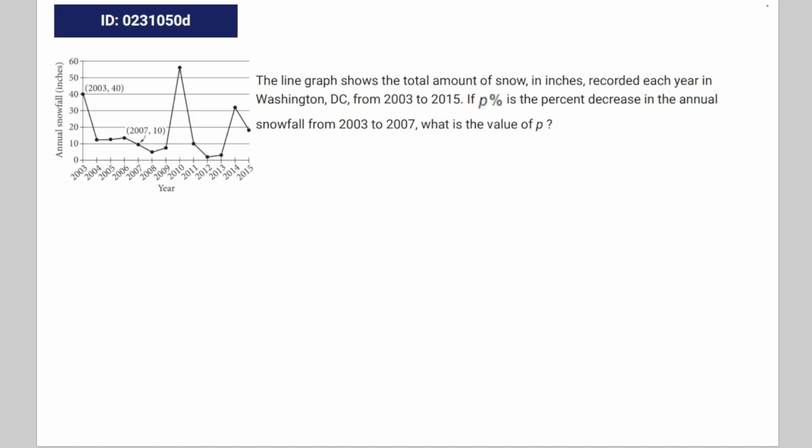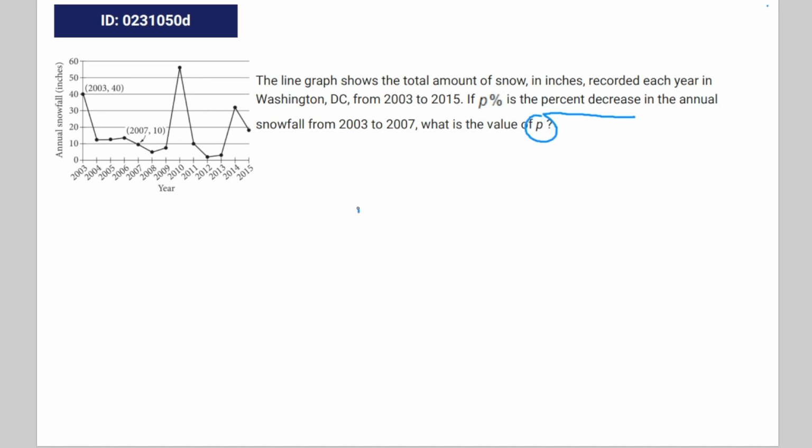And then just one final note for these percent change problems. Whenever you're dealing with a percent decrease, the rules are a little different. The question is asking, for example, the line graph shows the total amount of snow in inches recorded each year in Washington, D.C. from 2003 to 2015. If P% is the percent decrease in the annual snowfall from 2003 to 2007, what is the value of P?